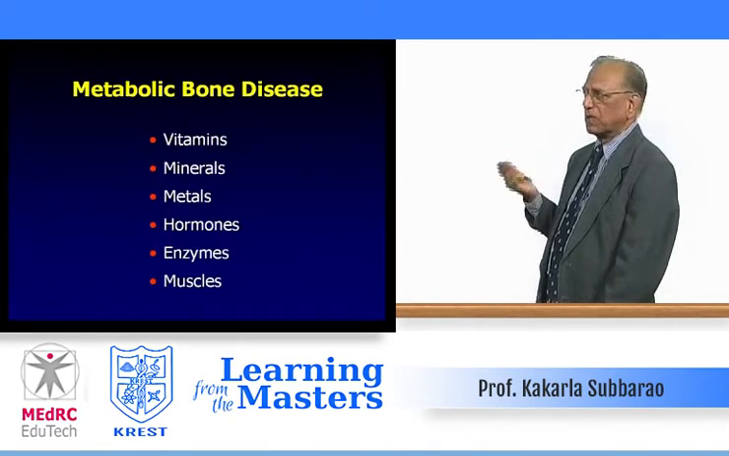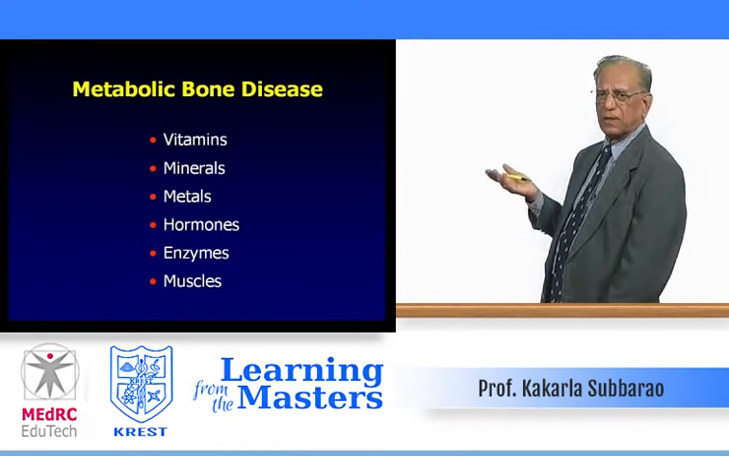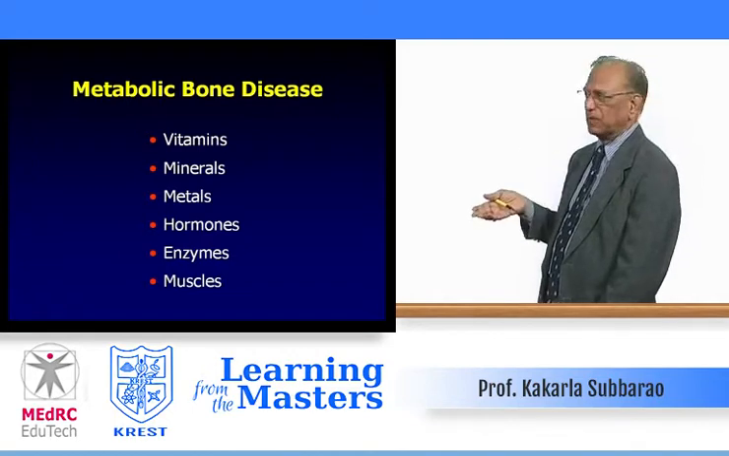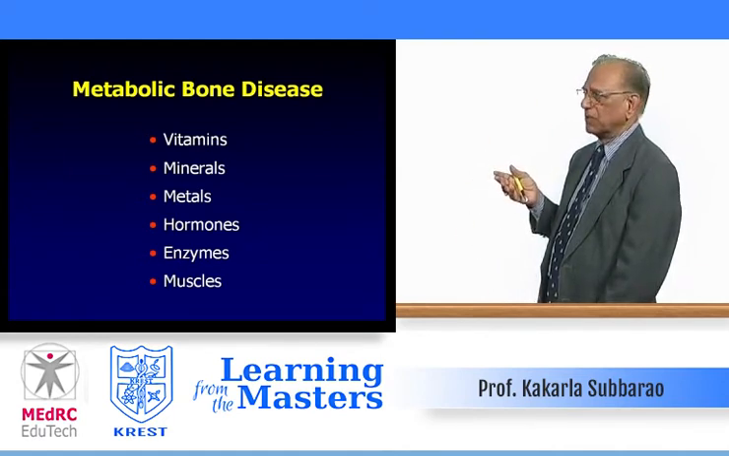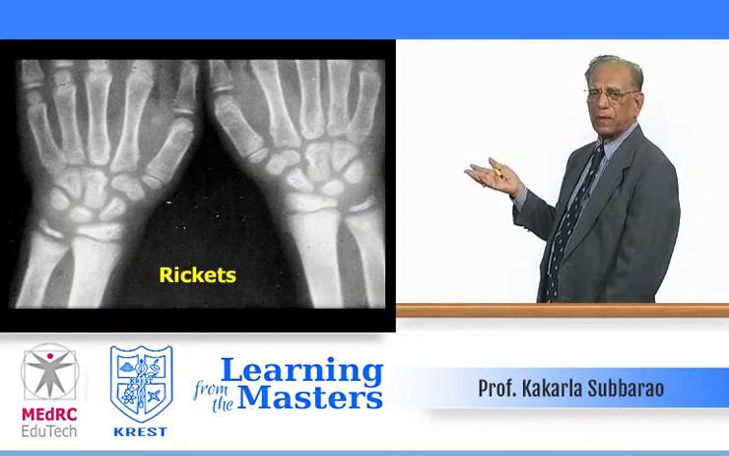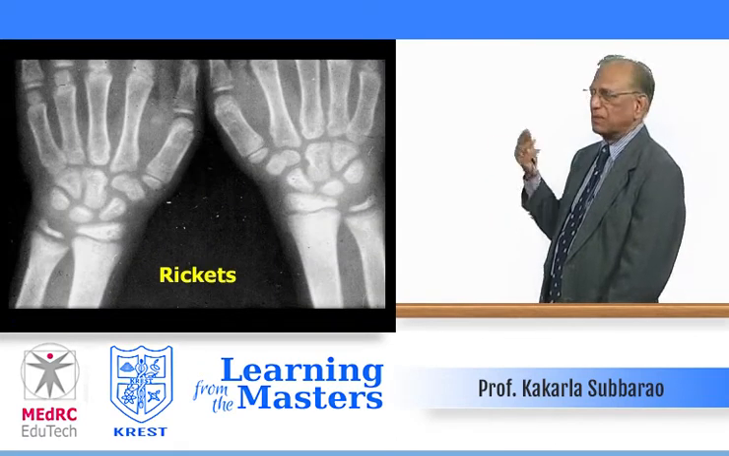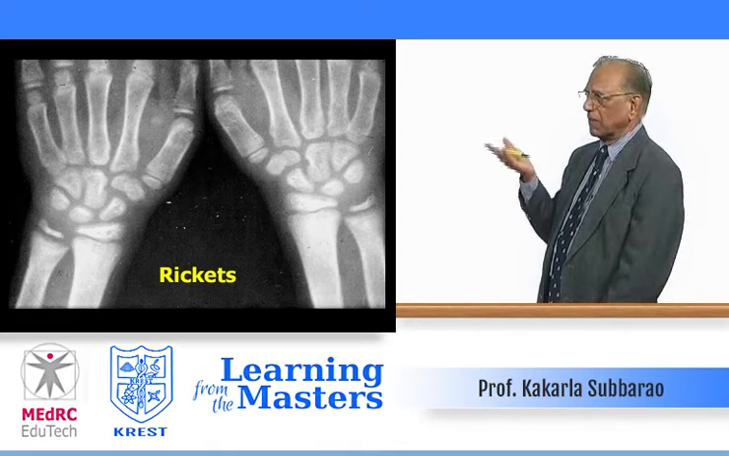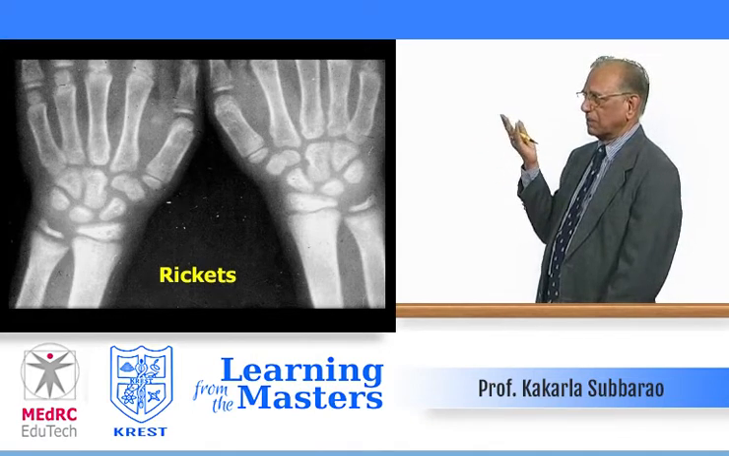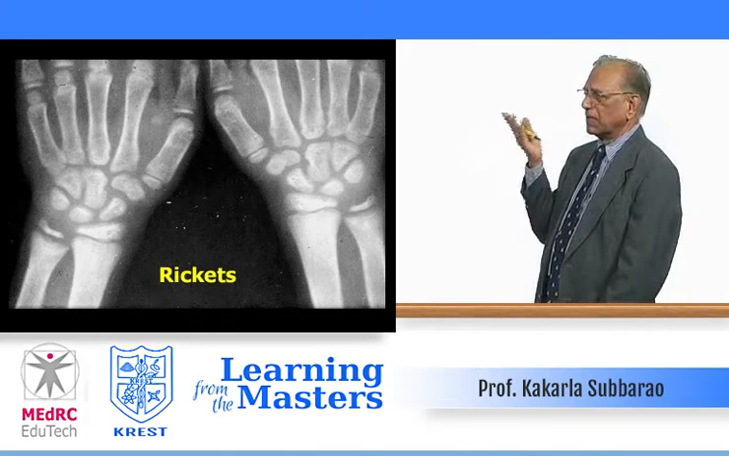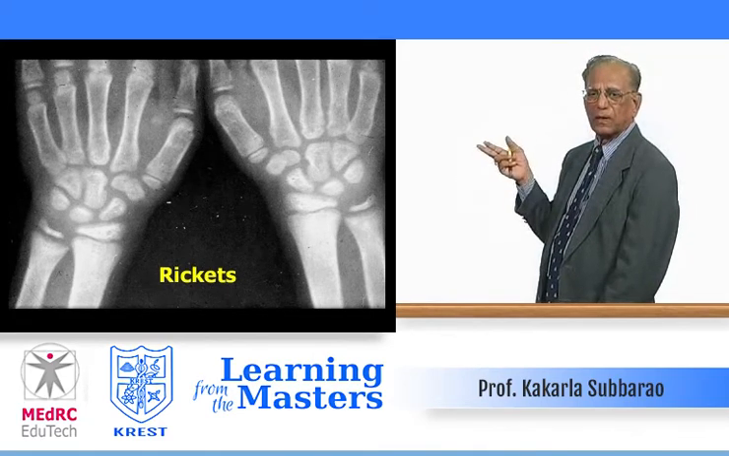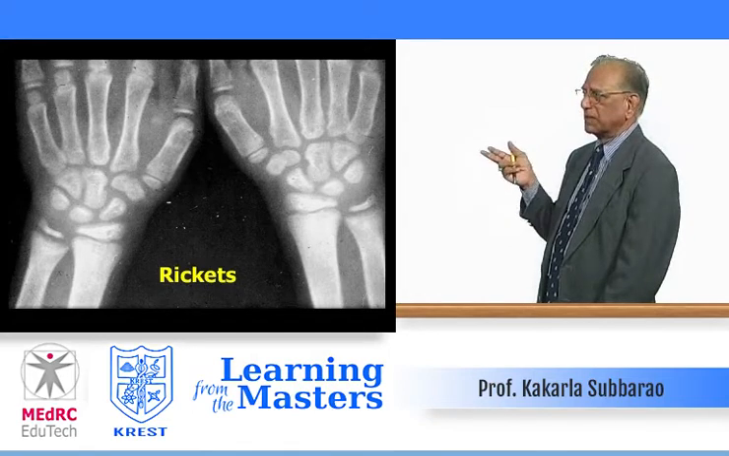Other metabolic bone disorders: vitamins, either hypervitaminosis or lack of them, hypovitaminosis, minerals, metals, hormones, enzymes, muscles. These are some of the entities that can produce metabolic changes. For example, rickets, hypocalcemia, lack of vitamin D. Look at the metatarsal and the metacarpal, and here in this particular case, there is cupping of the ulna and radius.